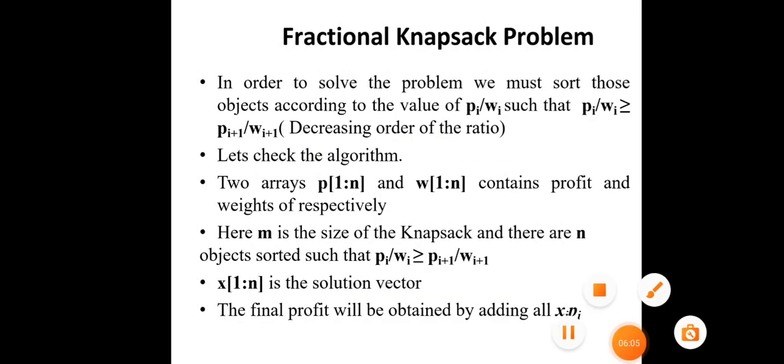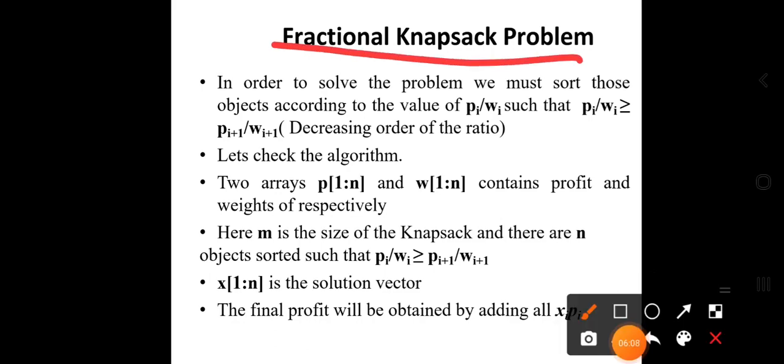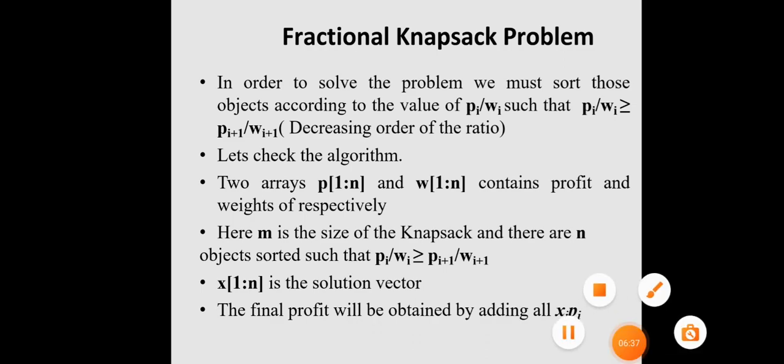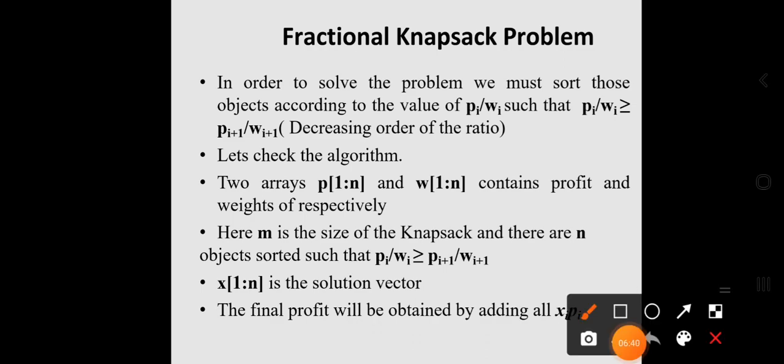Here we are going to solve this fractional knapsack problem. In order to solve the problem, the first step is to sort those objects according to the value of Pi by Wi, that is the profit by weight ratio, such that Pi by Wi of the first object is always greater than Pi plus 1 by Wi plus 1. That is, we will sort the objects in decreasing order of the ratio of profit and weight.